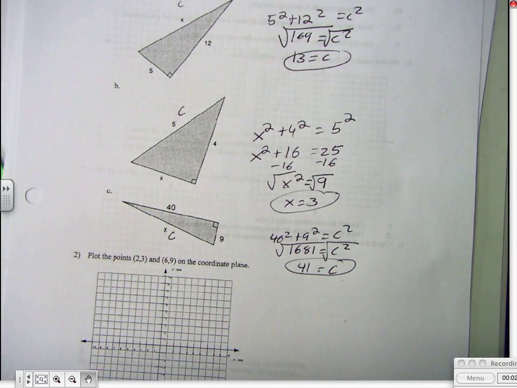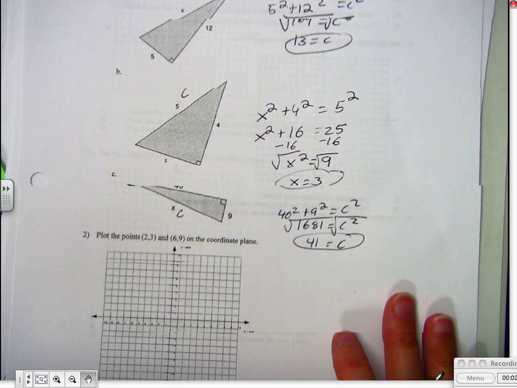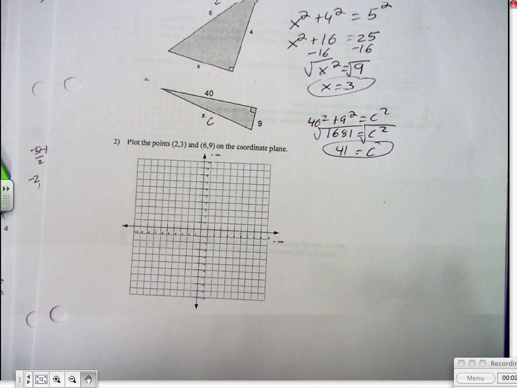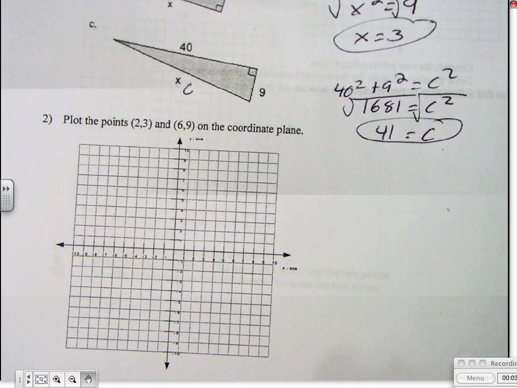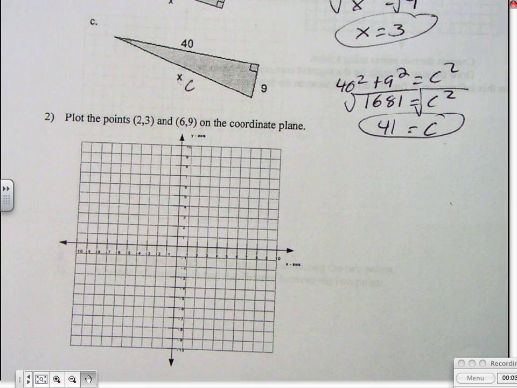Okay. Any questions so far? We feel pretty good about that? Yeah. Basic Pythagorean theorem, right? Been doing that since like what, 7th grade? Okay. Let's move on to how this is going to apply to the distance formula.